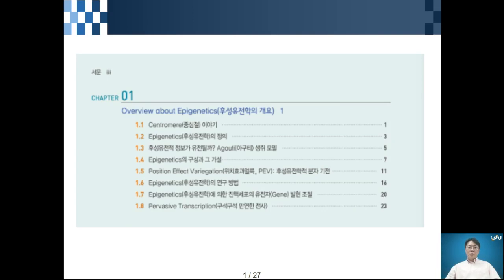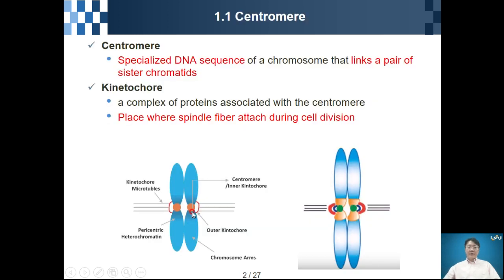So today we will learn chapter 1. The chapter 1 title is Overview about Epigenetics. Chapter 1 is composed of 8 subjects, starting from the centromere and epigenetics, and also there are several epigenetics models, and finally we will learn about pervasive transcription. Let's start from the first subject, centromere.